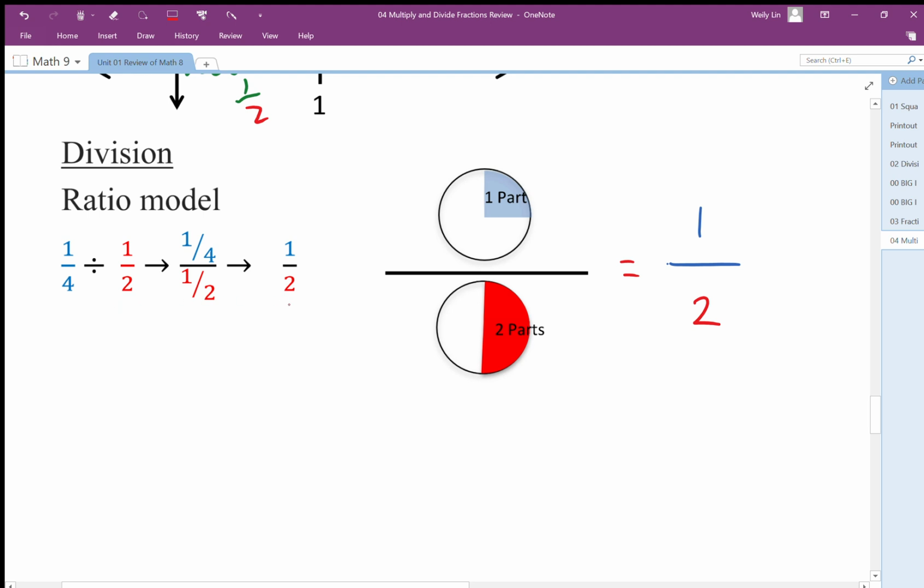Now this justifies, then, and confirms our multiply by a reciprocal model. So if I do 1/4, I change the divide to times, do an opposite, and I do another opposite, I end up with 2 out of 4. The 2 to 4 ratio is the same as 1 to 2. So this ratio model can justify our flip and times.